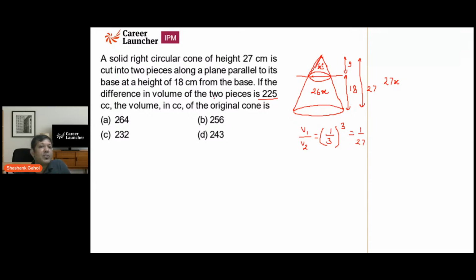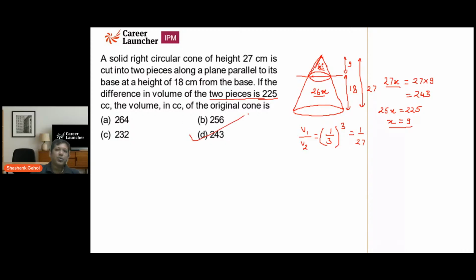Now the difference of the volume of the two pieces. This is 26x, this is x, so the difference comes out to be 25x. And that is equal to 225. So x comes out to be 9. So what is the volume of the original cone? We have already figured out that it is 27x. That is 27 into 9, which is equal to 243. So the answer of this question is going to be option D.